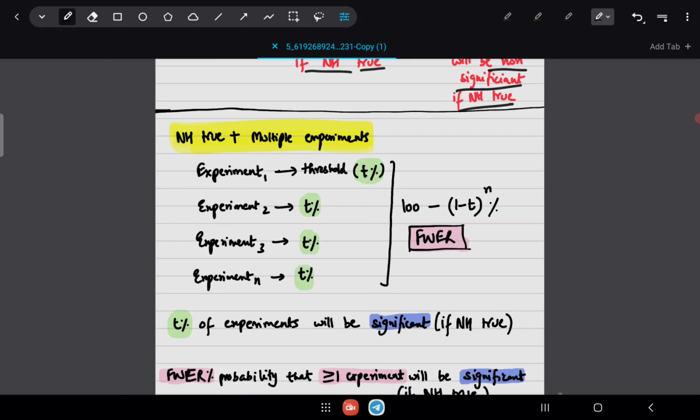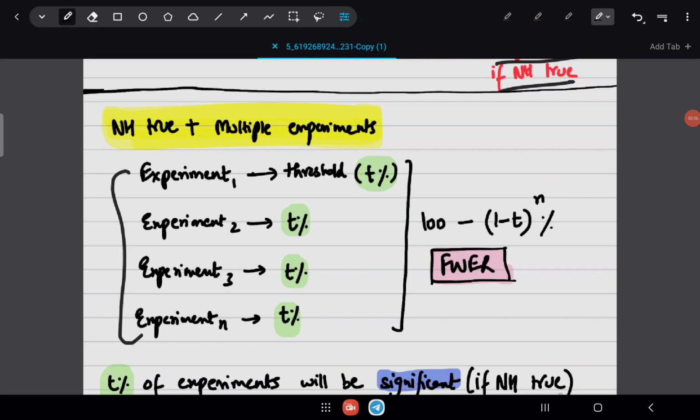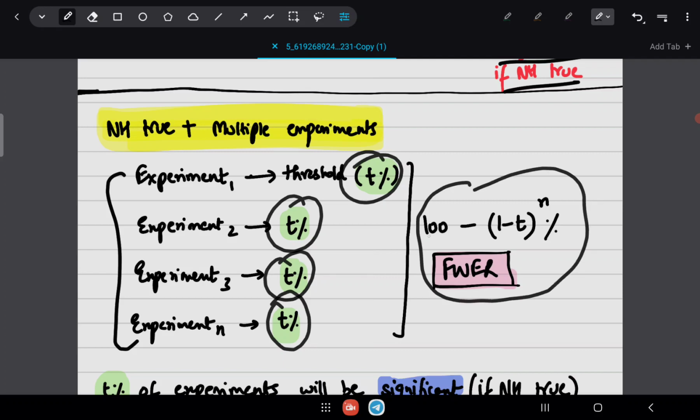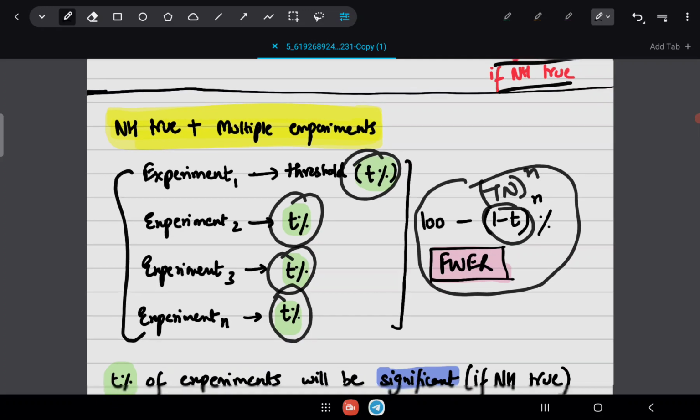Now let's say you are doing multiple experiments or multiple comparisons, and the null hypothesis is true for all these experiments. For each of these experiments there is a certain threshold, let's assume 5%. So there will be a cumulative family wise error rate, which will be equivalent to 100 minus (1 minus t) to the power 9, because 1 minus t will be the true negative rate for each comparison. So 100 minus the true negative rate to the power 9, that will be the family wise error rate.